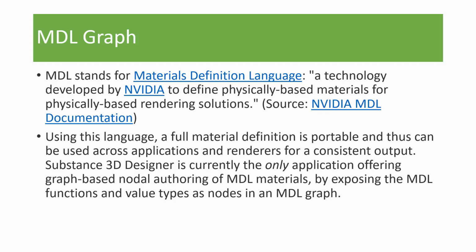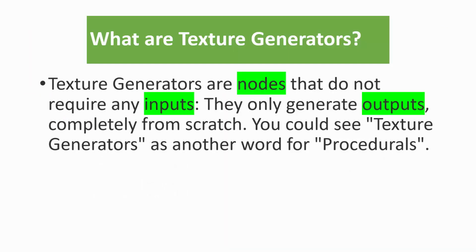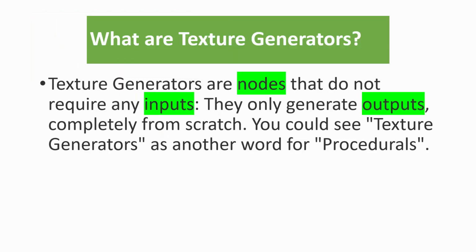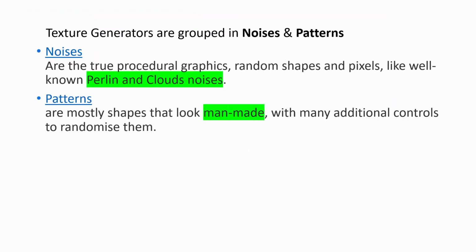And like I explained, an MDL graph stands for Material Definition Language, and it's an NVIDIA specialized material, and Substance Designer allows you to use a node-based workflow to make changes and work with the Material Definition Language. So here, texture generators, like I explained, are nodes that don't require inputs. They generate outputs, and they're categorized into noises and patterns. Noises are much more organic. They are much more natural. They consist of random shapes, and patterns look man-made.